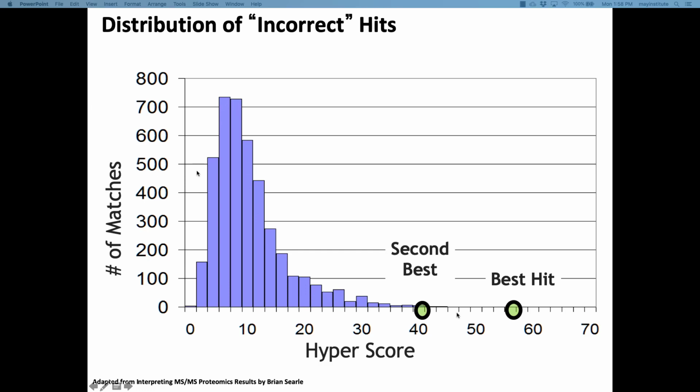And you would hope that your best hit here has the highest Hyperscore, and you would hope that your second best hit is sort of lower, and ideally they are separated by quite a bit. In reality, that does not always happen. And what are reasons for that? Well, one of the reasons is that even the incorrect hits can have sufficient similarity in the spectrum.